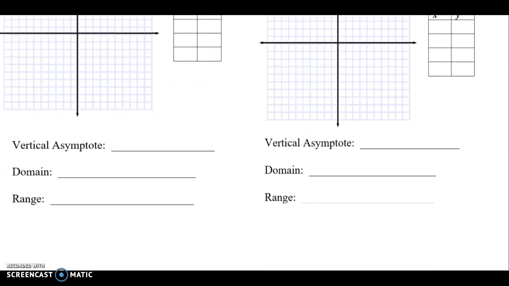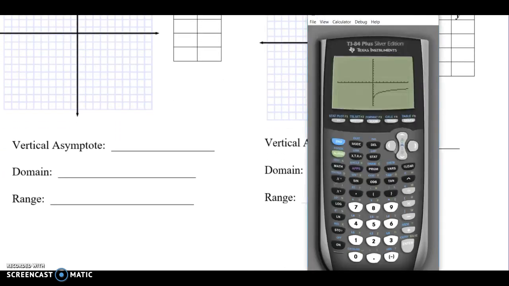I just kind of wanted to show you there's really nothing different about natural logs. It's just the base. What is the equation of the asymptote if it didn't move left or right at all? X equals 0. Domain is 0 to infinity. And the range is always all real numbers.